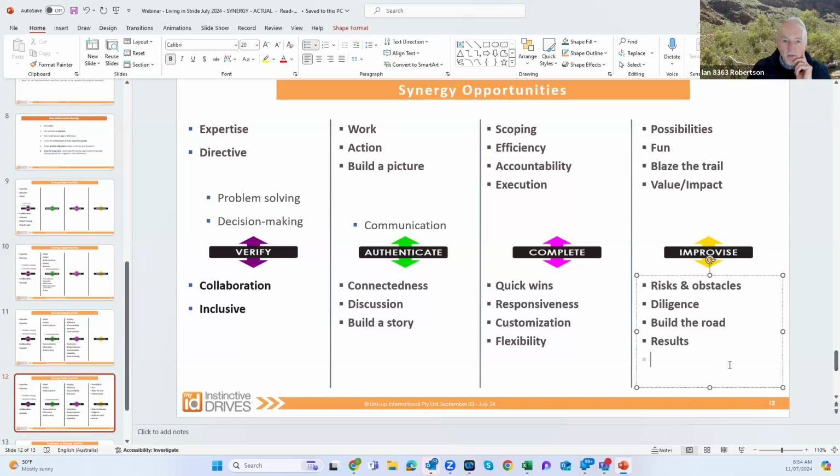Is there anything obvious that's missing from what we've got up on the chart here that we should be adding?